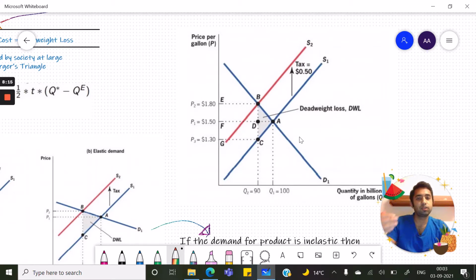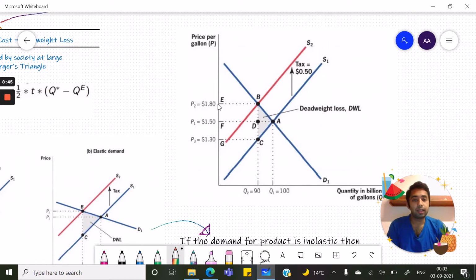obviously with the increase in taxes, the price of the commodity will increase. The price of oil has increased, right? And therefore the supply has shifted leftwards to S2, so the supply has decreased. Now with the fall in supply, we can see that there is an increase in price also, from 1.30 to 1.80.